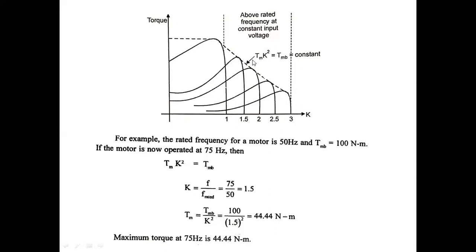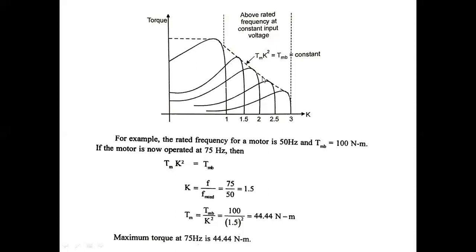This is for k equals 1.5. For k equals 2, the starting torque is further decreased compared to this. If I increase k to 2.5, the starting torque further comes down, and for 3, it further comes down. This means the starting torque also falls due to the increase in the operating frequency. These are the changes we can observe in the speed torque characteristics.